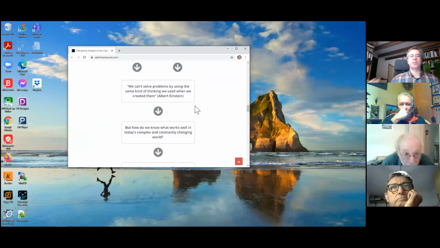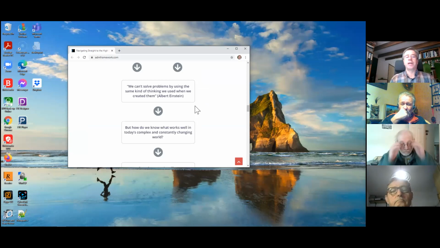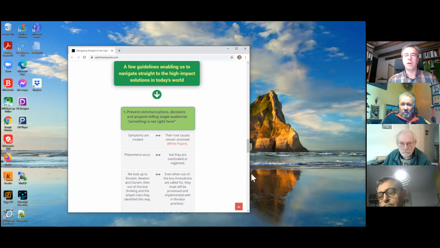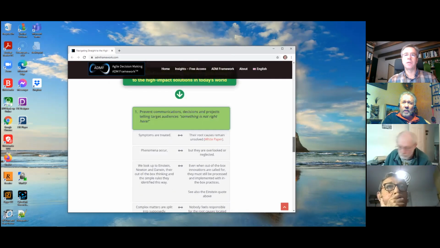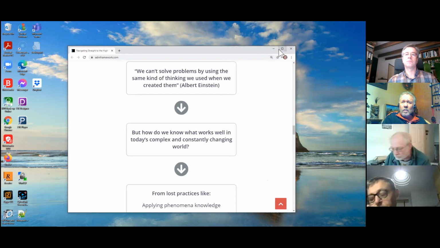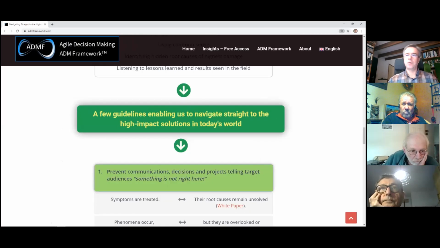So I hope you can see my screen. Yes. The background to this is Einstein's famous quote: "We can't solve problems by using the same kind of thinking we used when we created them." The challenge with that one is it has been used over and over again, and something was missing. And that leads to the question, how do we know what works well in today's complex and constantly changing world? Well, there are a couple of solution elements to that, but when it comes to the paradigm change needed, somehow... Eugen, can you make this a bit bigger? Yeah, that'll do it. So now let's go down a little bit.